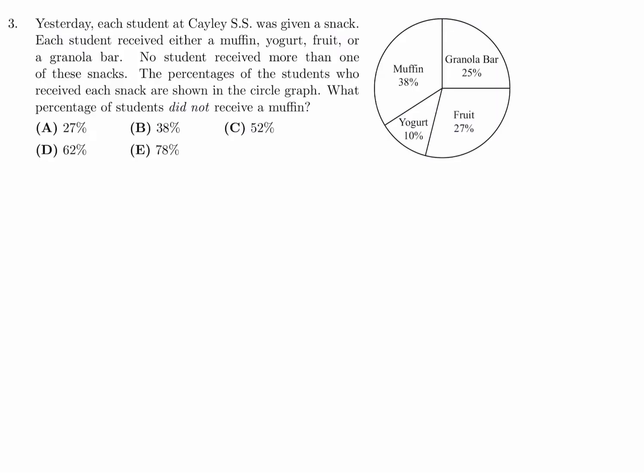Yesterday, each student at Cayley Secondary School was given a snack. Each student received either a muffin, yogurt, fruit, or a granola bar. No student received more than one of these snacks. The percentages of the students who received each snack are shown in the circle graph. What percentage of students did not receive a muffin? So we have to add this, this, and this. 25 plus 27 plus 10. And when you do, that's 62. Those are the people who did not receive a muffin. Number 3, the answer is D.